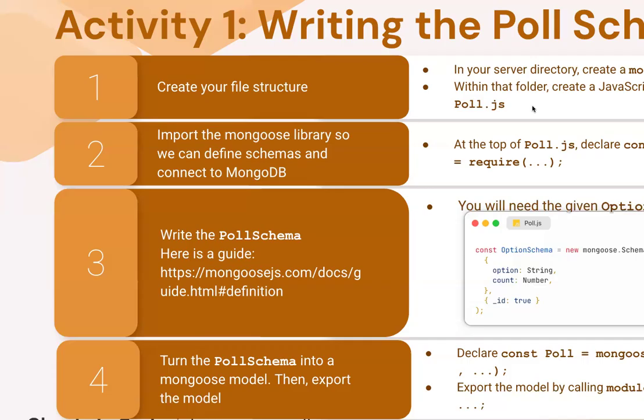You're gonna want a title string, a description string. And then you're gonna need options, right? So option schema already has the structure for all of the values.